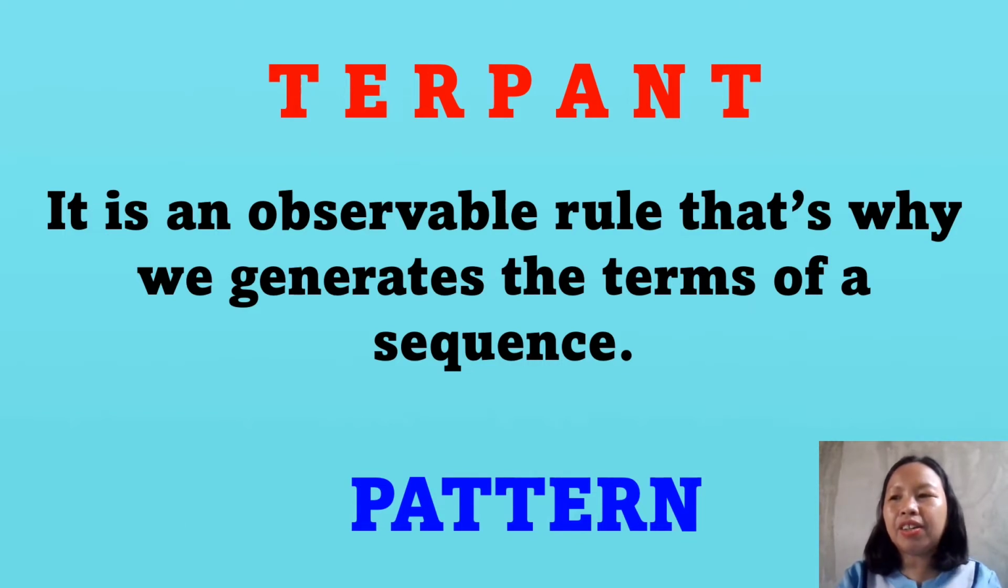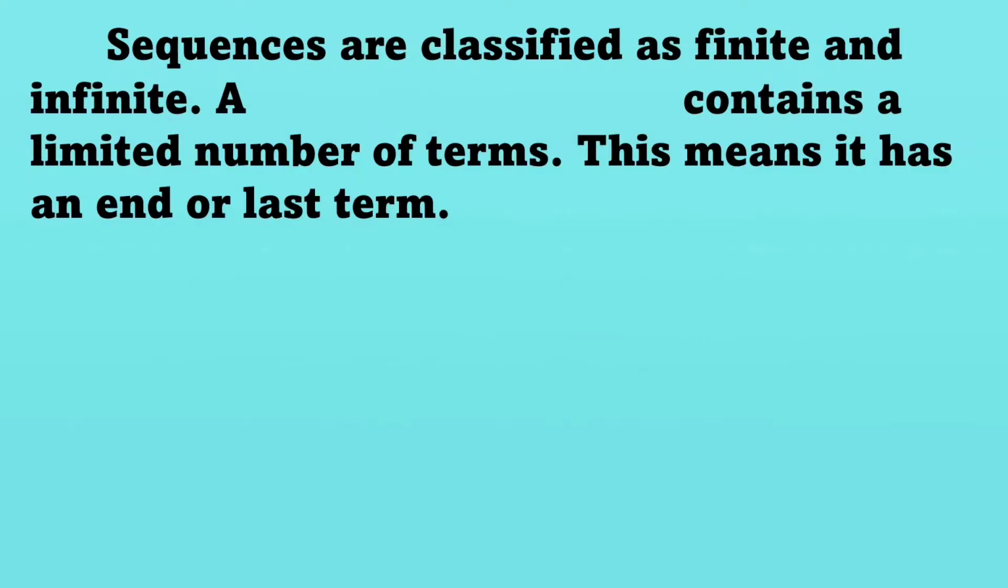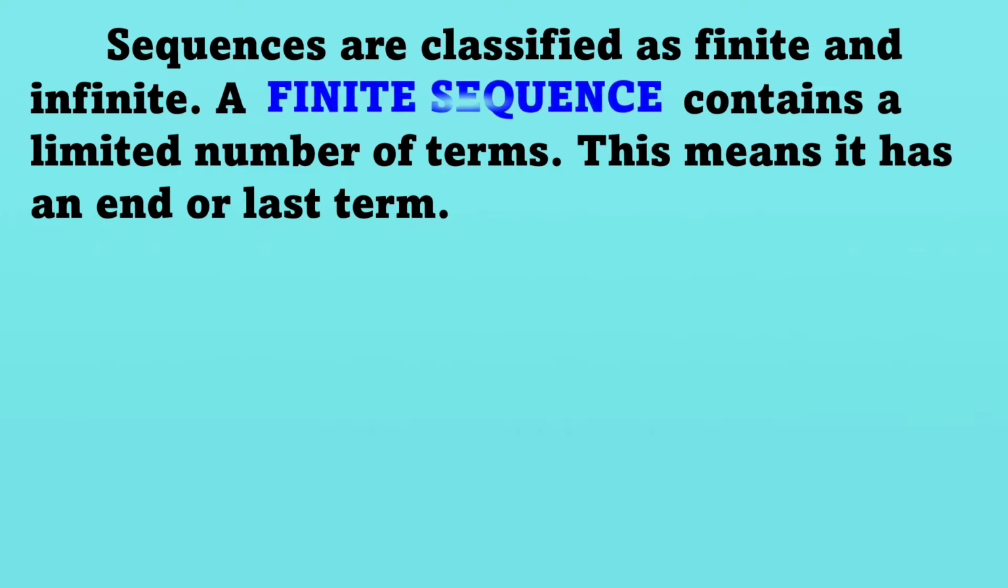It seems that you learned much from the first discussion. We're about to begin now the second part. Sequences are classified as finite and infinite. A finite sequence contains a limited number of terms. The number of terms can be counted. This means it has an end or last term.